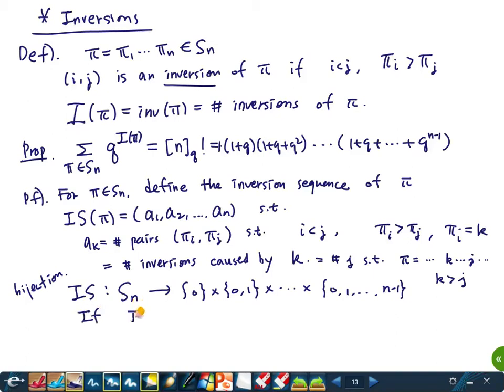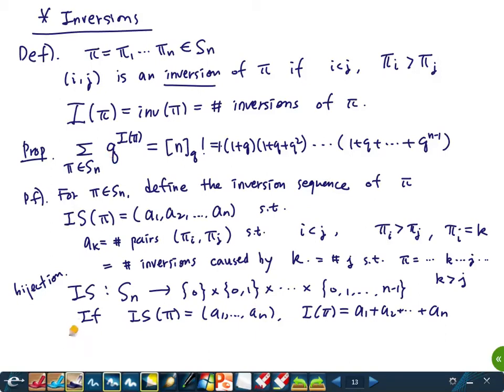And moreover, if pi equals a1 dot dot dot an, what can you say about the number of inversions of pi? What is the number of inversions if the inversion table is this? Can anyone tell me? a1 plus a2 plus up to an, just this. Each inversion will be counted exactly once by one of these. So we are almost done.